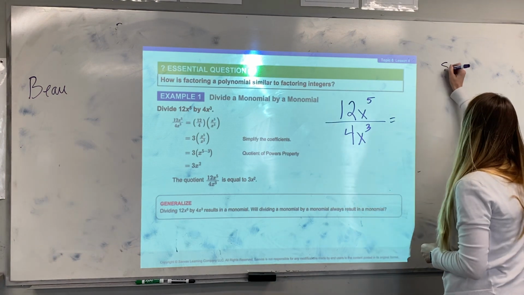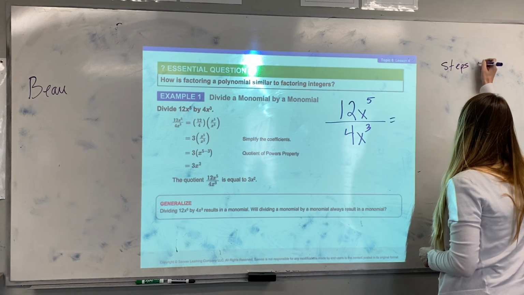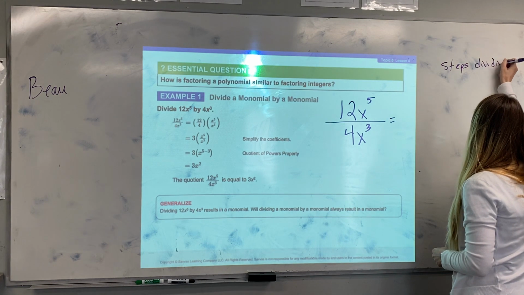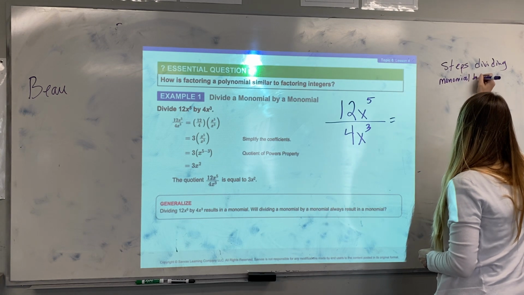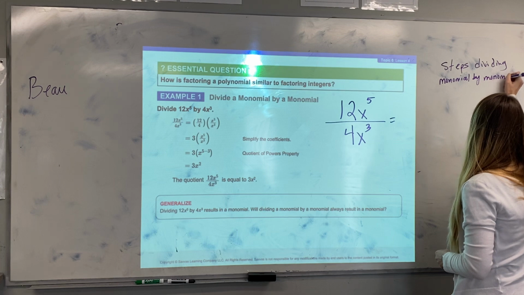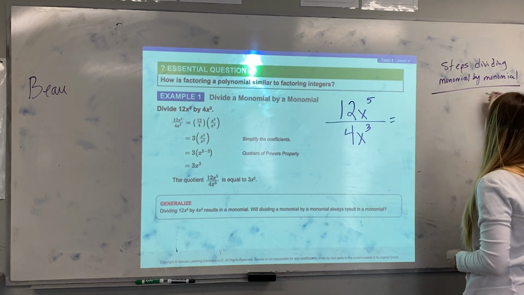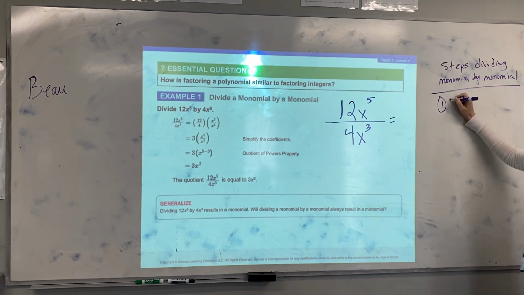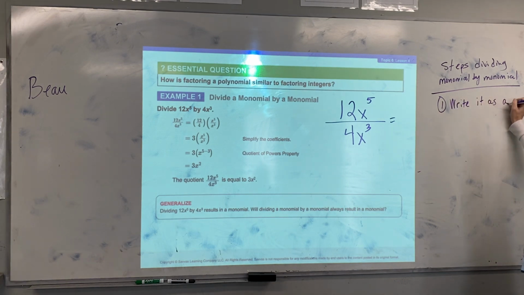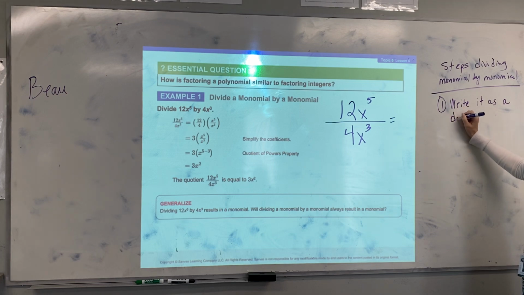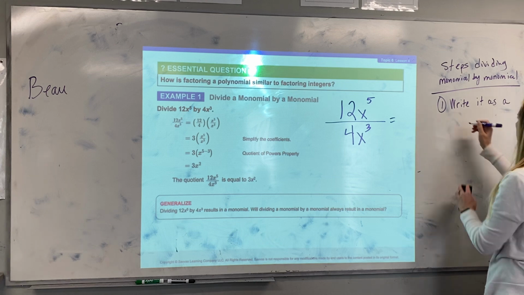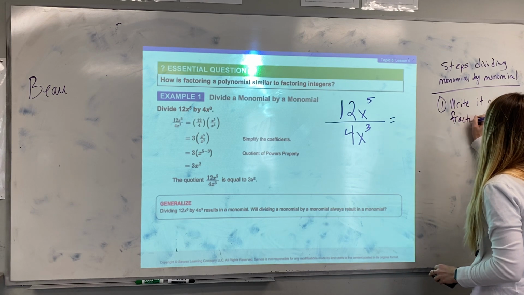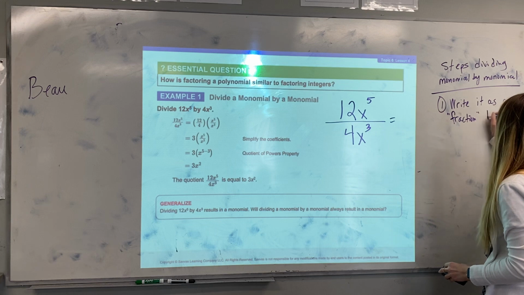So, steps for dividing monomial by monomial. Step 1. Write it as a fraction division problem.